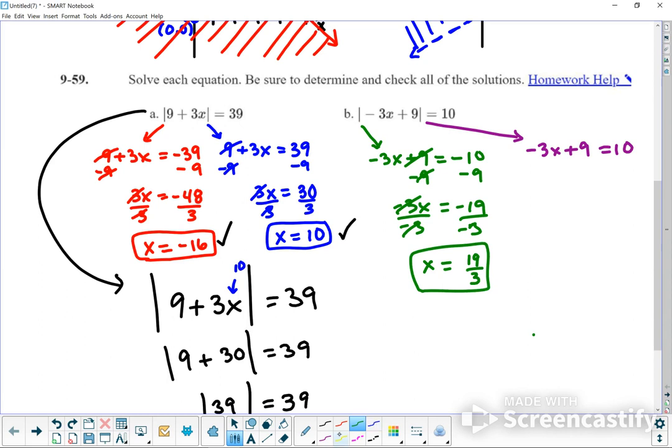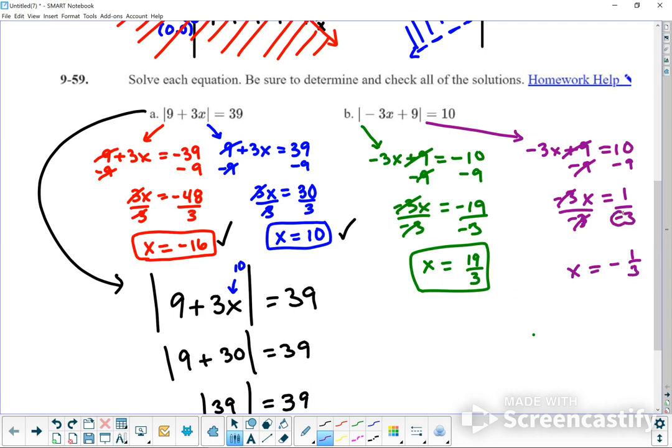For my other answer, I'm going to subtract 9. It's the same thing that I did over here. Okay, cancel. Now we get negative 3x equals, and that's going to give me 10 minus 9, which is 1. Then I'm going to do the same thing and divide by negative 3. And that's going to cancel, and I'm going to get my final answer of x equals negative 1/3.